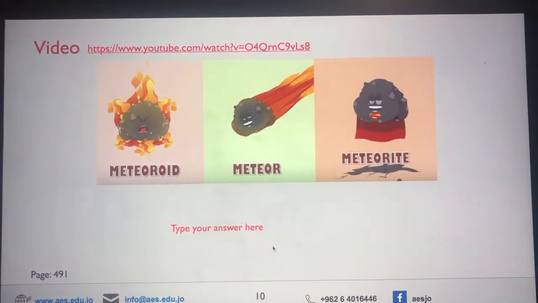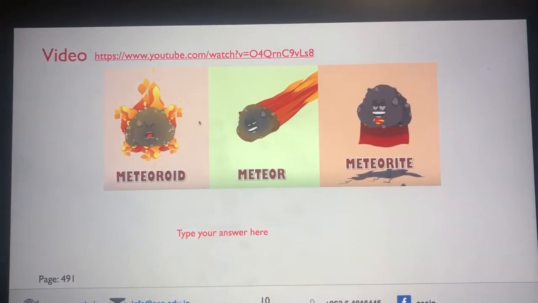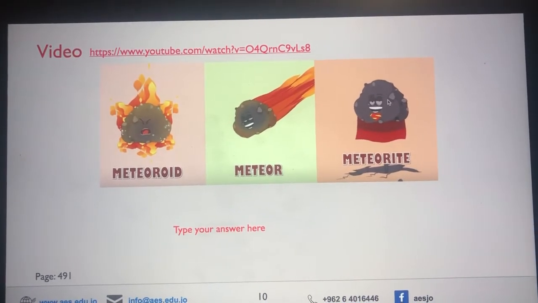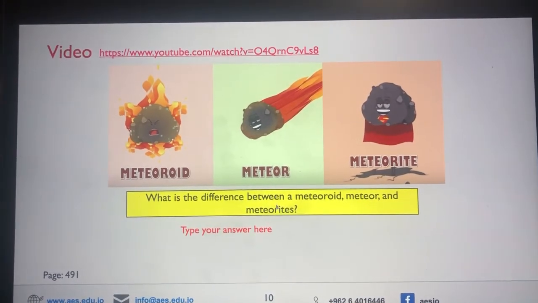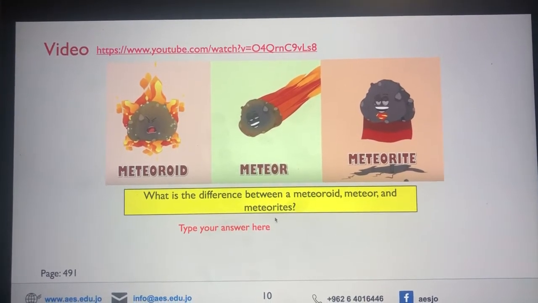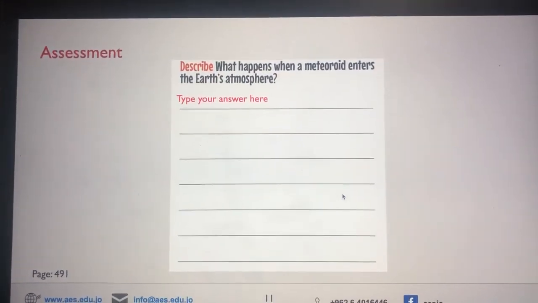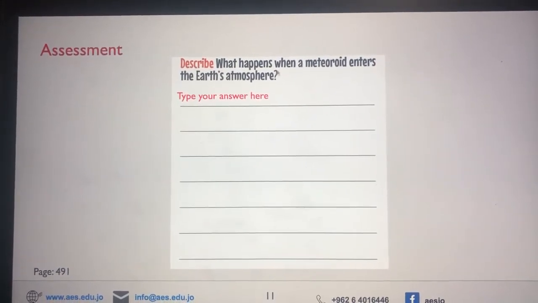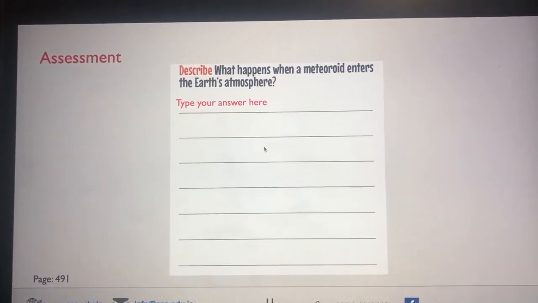Now let's investigate what that all means together through the video right here. You can watch the video and you will understand the difference between all three. And when you're done, please answer this question. What is the difference between a meteoroid, meteor, and meteorite? On page 491, you will find a question that asks, what happens when a meteoroid enters the Earth's atmosphere? Please type your answer here.